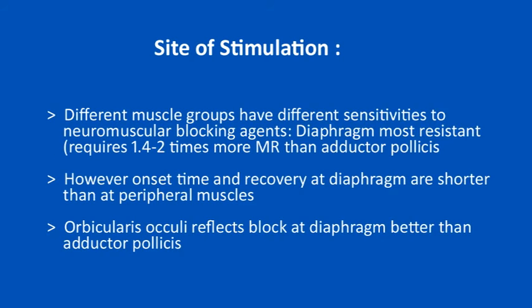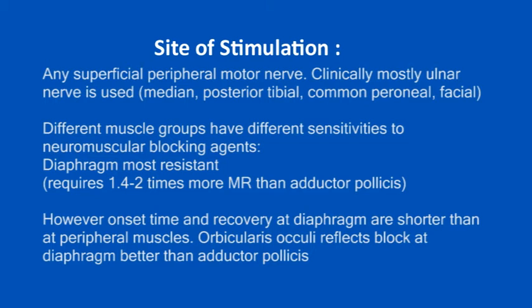Different muscle groups have different sensitivities to neuromuscular blocking agents. Diaphragm is most resistant, which requires 1.4 to 2 times more muscle relaxant than adductor pollicis. However, onset time and recovery at diaphragm are shorter than at peripheral muscles. Orbicularis oculi reflects block at diaphragm better than adductor pollicis.